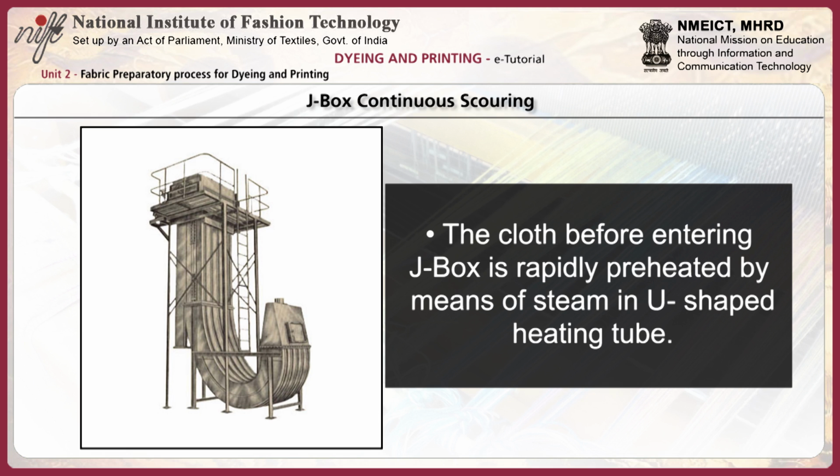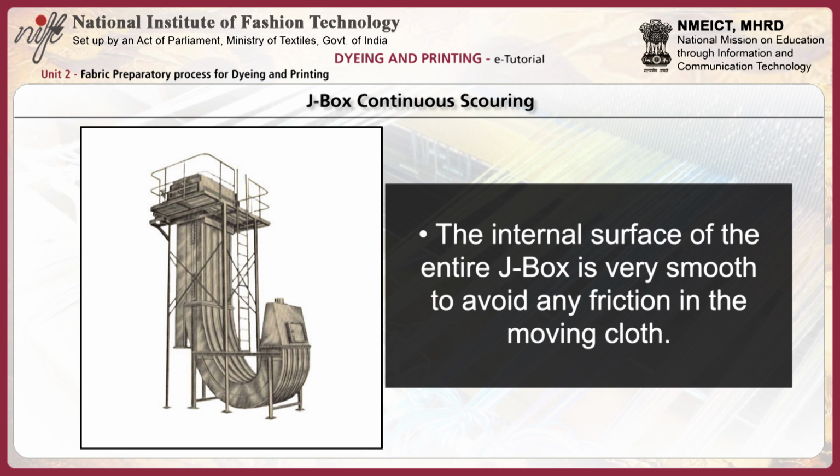The cloth before entering the J-box is rapidly preheated by means of steam in a U-shaped heating tube. The internal surface of the entire J-box is very smooth to avoid any friction on the moving cloth.